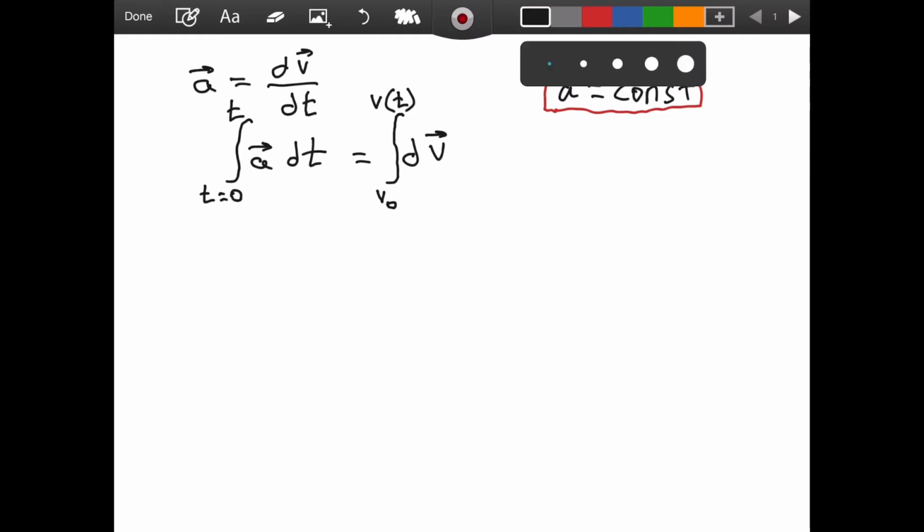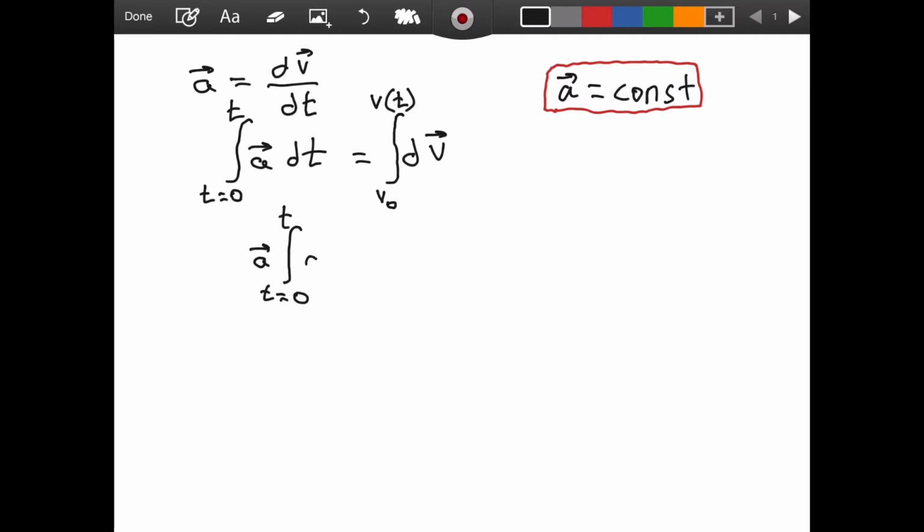So, if the acceleration is constant, it doesn't change with time. So, we can take it out of the integral sign because constants can be taken out of the integral sign, just like you could take a constant out of a sigma notation. You can think of it just as a factor. So, we take it out of the integral. We have the integral from t equal to 0 to t of dt, and this is equal to, well, let's just solve the integral that we have on the right.